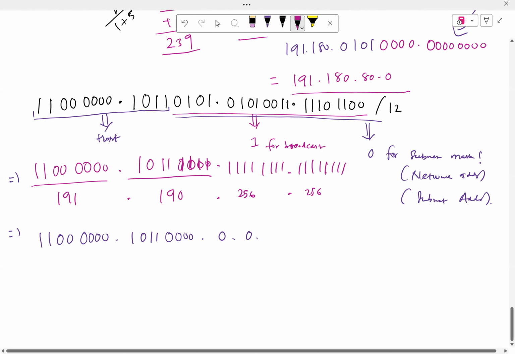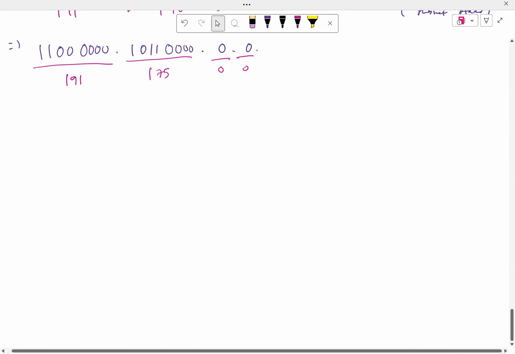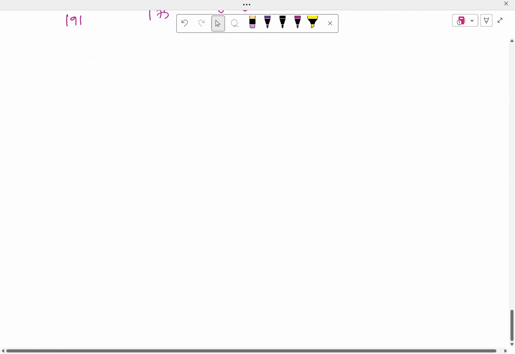But if you look at this, it will be 191.175.0.0. Okay, so this completes your CIDR notation also.